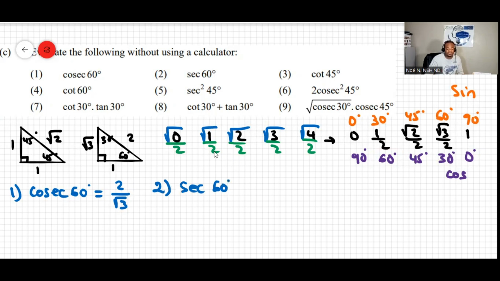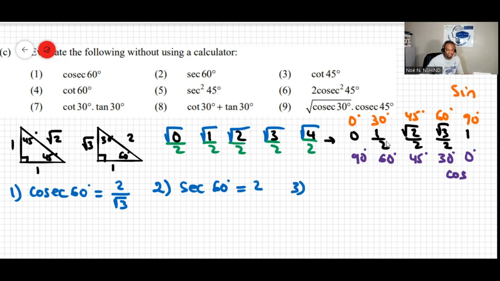Let's say sec of 60 degrees. Sec is the inverse of cos. So cos, if I look at the triangle, for instance, cos is going to be adjacent over hypotenuse, so 1/2, and then the inverse is going to be 2/1. Or I can look here, cos of 60 degrees there is 1/2, the inverse is 2/1, which is just 2. So over here the answer is just 2.